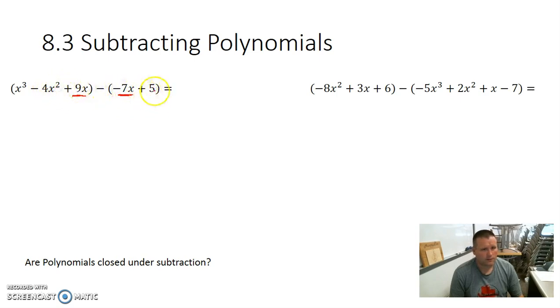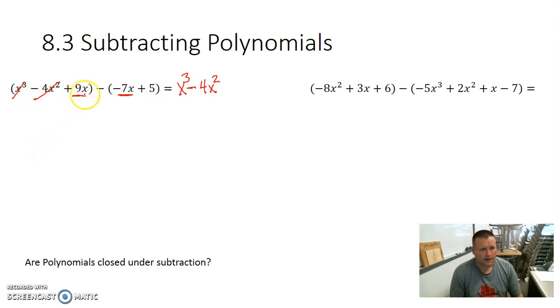There's one slight adjustment with this second one. So really this x to the third doesn't subtract anything, so it's just going to be x to the third. This negative 4x squared doesn't subtract anything, so this just becomes negative 4x to the second.